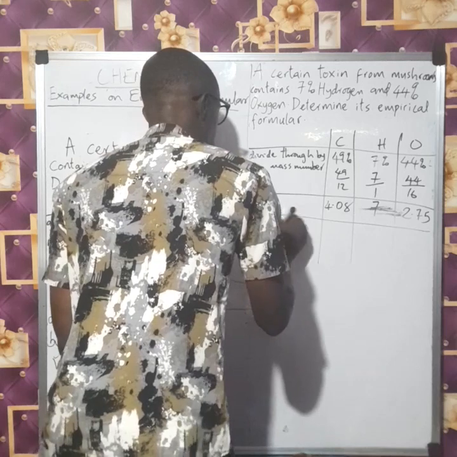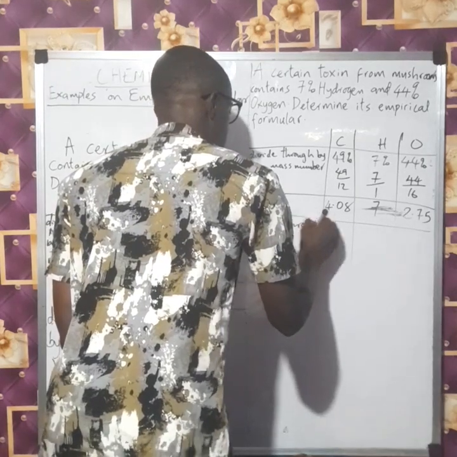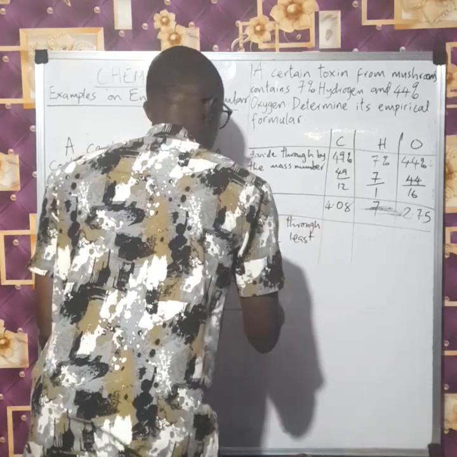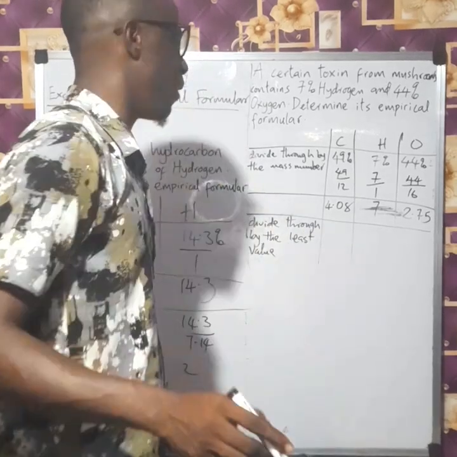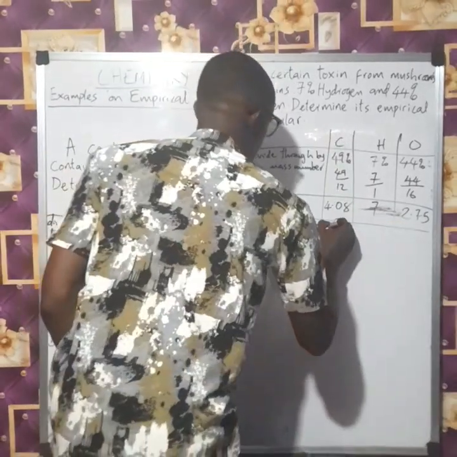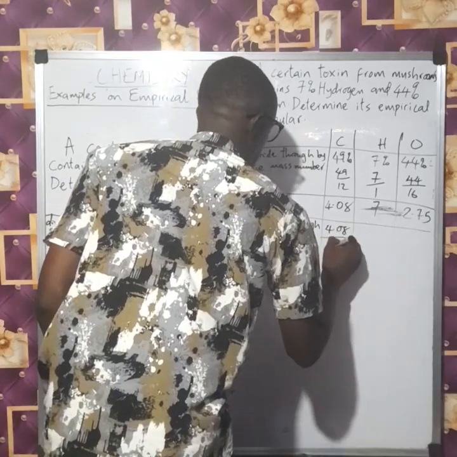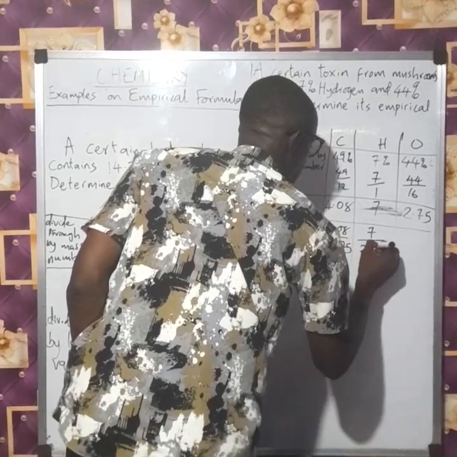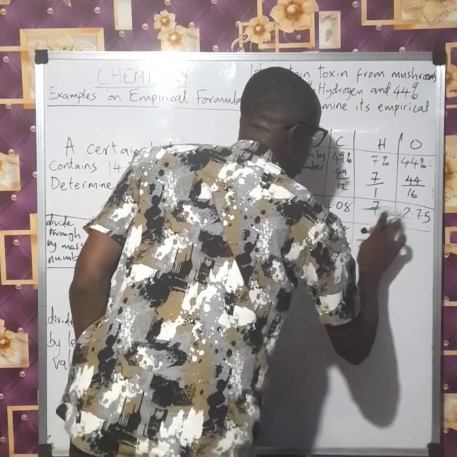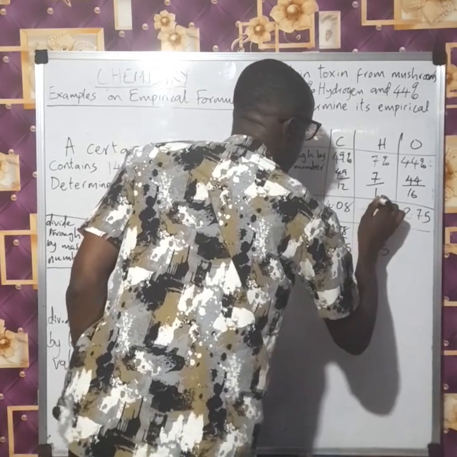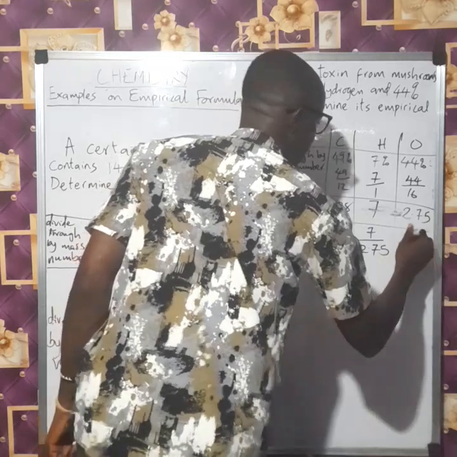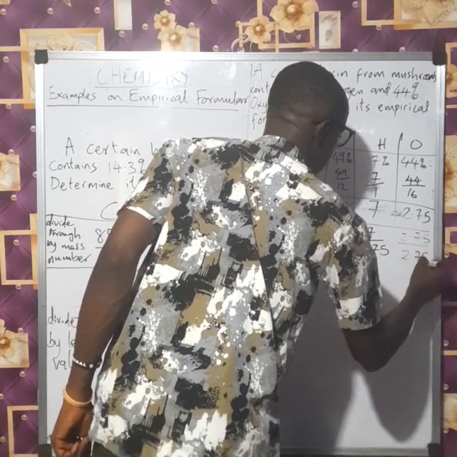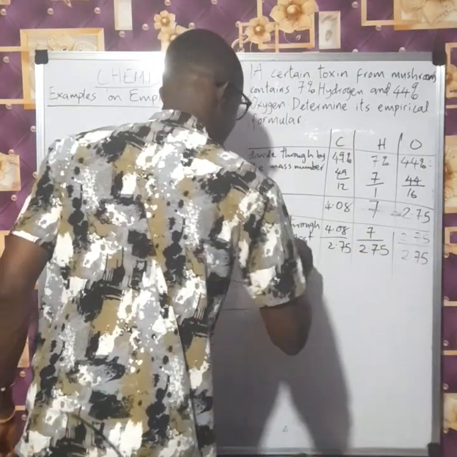Divide through by the least value. When I'm dividing through by the least value, what's the least value here? I have 4.08 over 2.75. Are we together? I have 7 over 2.75, and this is 2.75 over 2.75. And what are my answers now?